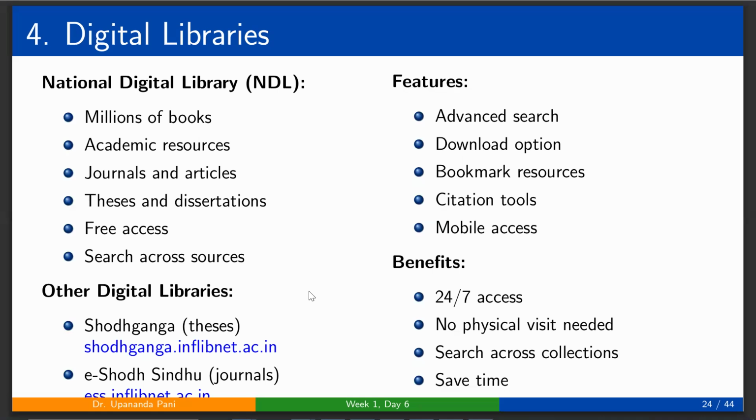We'll see how we can categorize the digital library and the various information or support system given by INFLIBNET. So what are the features? Basically advanced search, download options, bookmark resources, citation tools, mobile access. The benefits: there is 24/7 access, no physical visits needed, search across the collection, and you can save time.